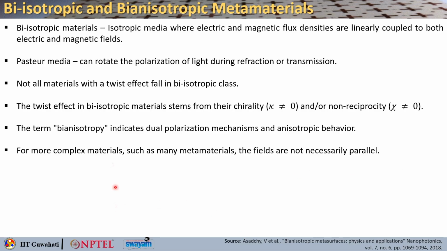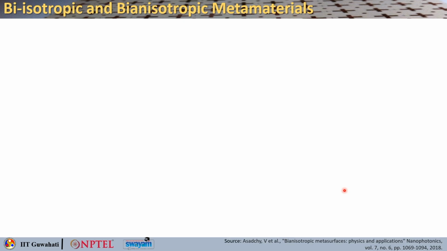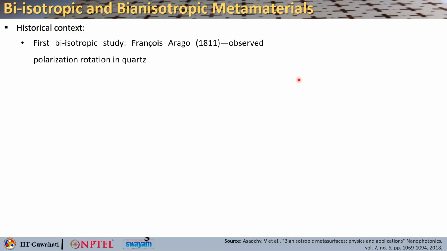But for some complex materials, such as many metamaterials, you will see that these fields are not necessarily parallel. That is the case when you can call these materials anisotropic. When they are parallel, you call them isotropic. When they are not parallel, you call this kind of material anisotropic. Fine. So now let us look into the historical context of this kind of material.